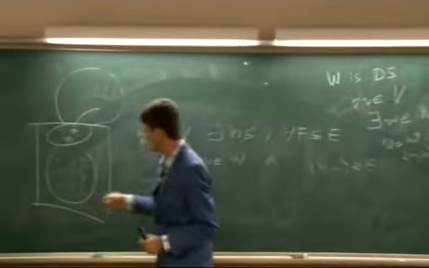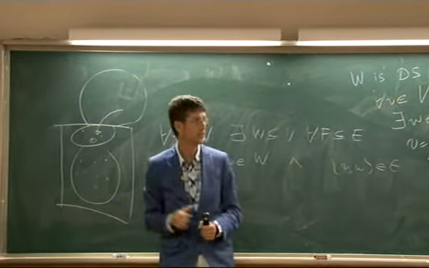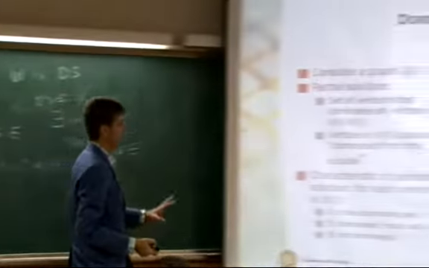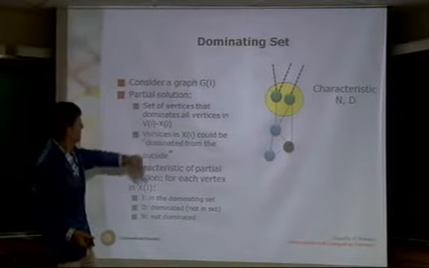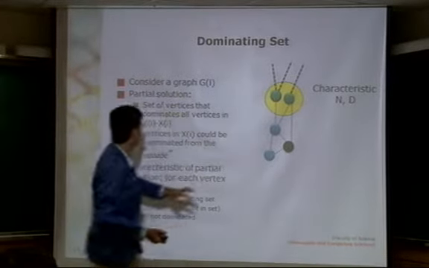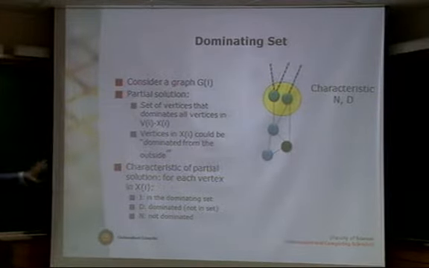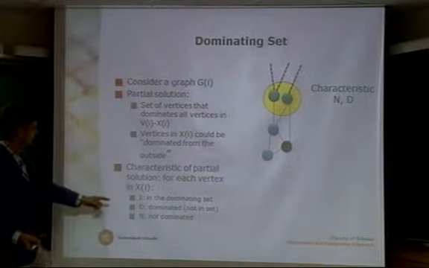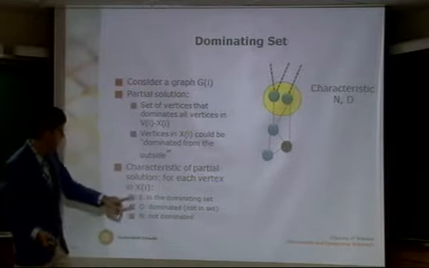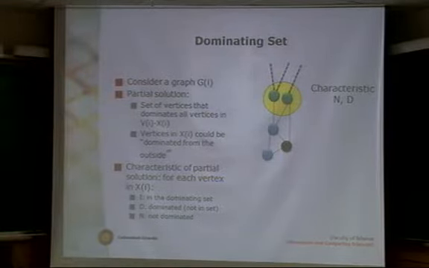If I have what I call a partial solution, which is a set of vertices which dominates everything except maybe a few vertices in the boundary, this is what I call a partial solution, a set of vertices dominating all the vertices except maybe a few in the boundary. The characteristic of a partial solution maps every vertex to a state: either I'm in the dominating set, I'm dominated but not in the set, or I'm not dominated.